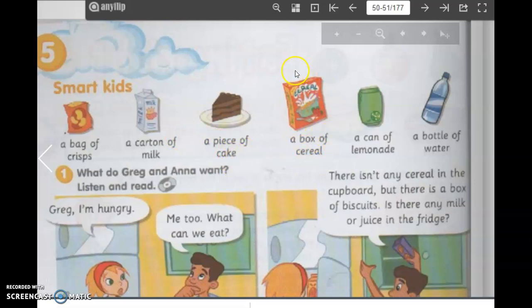So ini adalah uncountable nouns. Jadi dia menggunakan perkataan ni. Ini kita panggil dia collective nouns lah. Bila perkataan yang kita tak boleh nak kira, we use collective nouns. Contohnya kita guna a bag of crisps, a carton of milk, a piece of cake, a box of cereal, a can of lemonade, a bottle of water. Let's look at other example first.